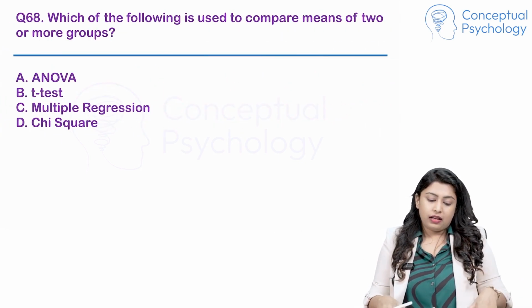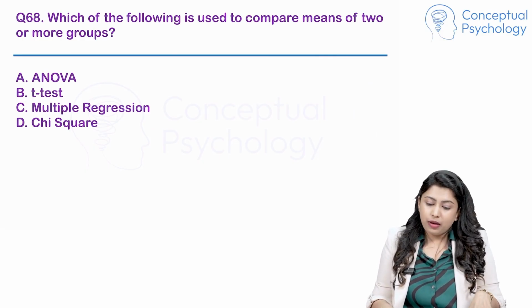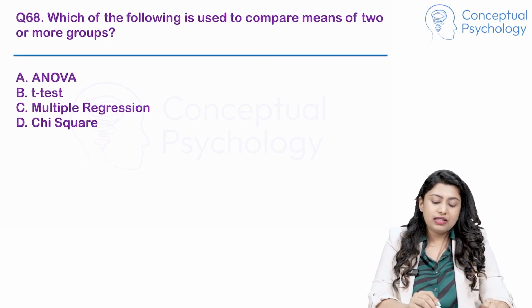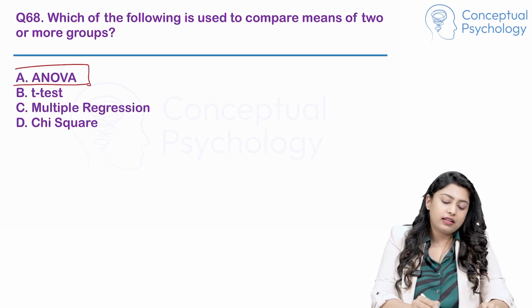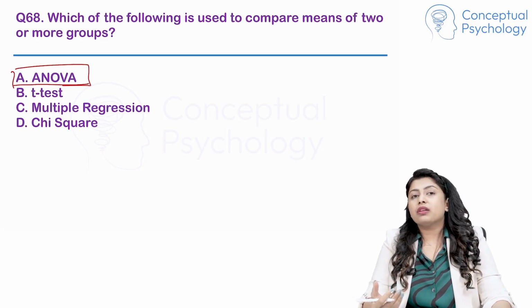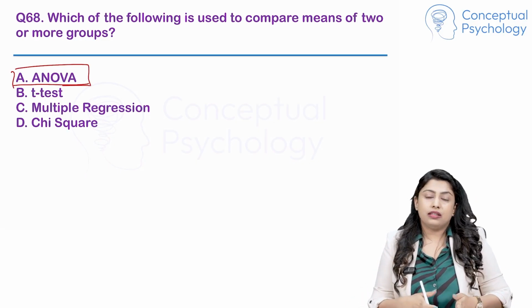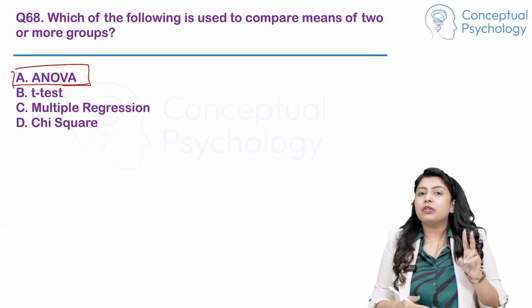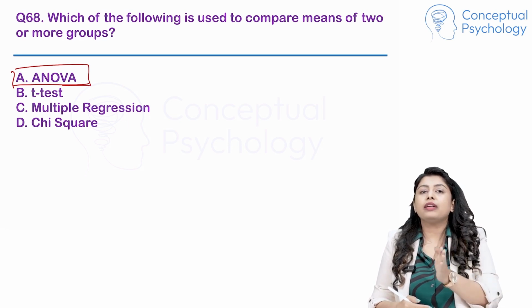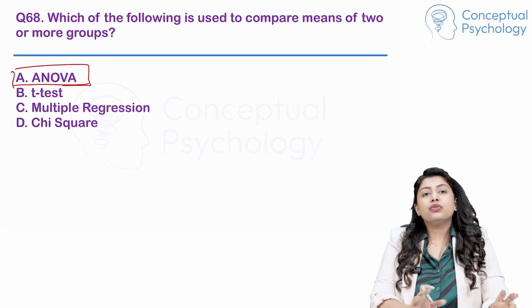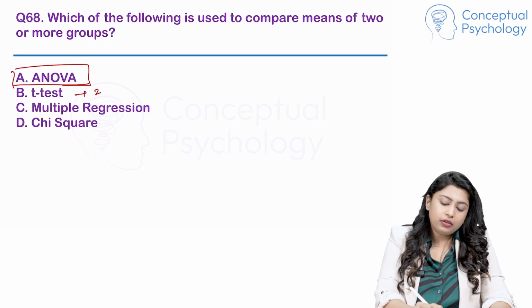Now, which of the following is used to compare means of two or more groups? ANOVA, t-test, multiple regression, or chi-square? Here, the correct answer is A, which is ANOVA, analysis of variance. It is used to compare means across two or more groups simultaneously. It determines whether there are statistically significant differences between group means while controlling for type 1 error across multiple comparisons. The t-test is used for comparing means between only two groups.